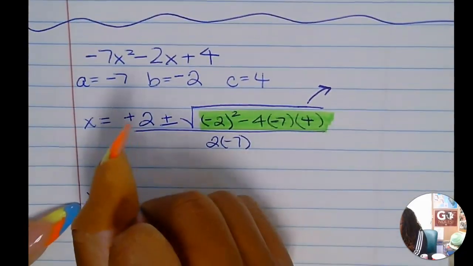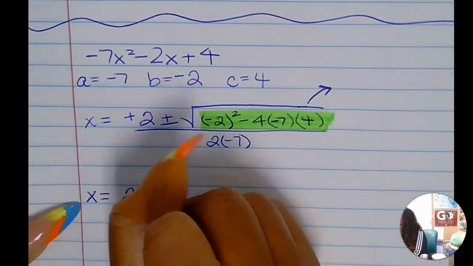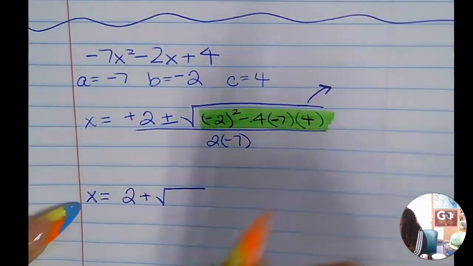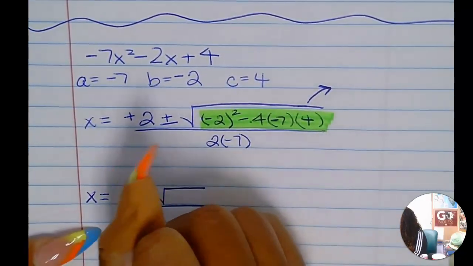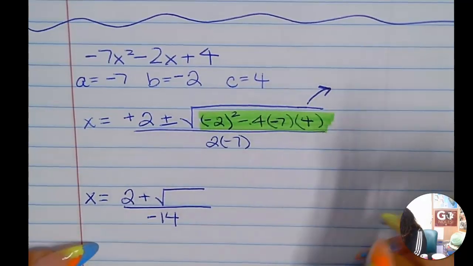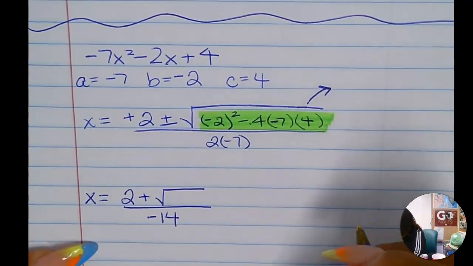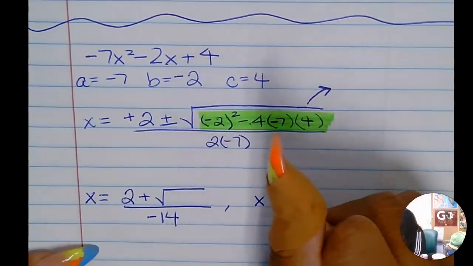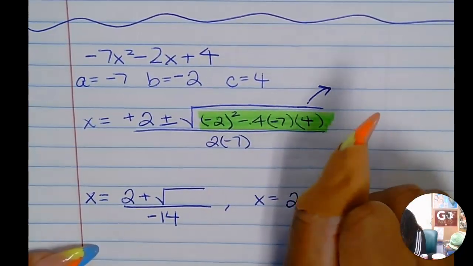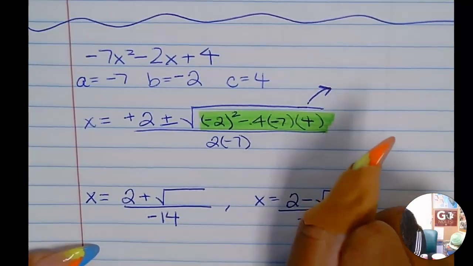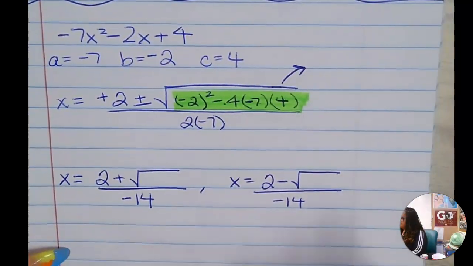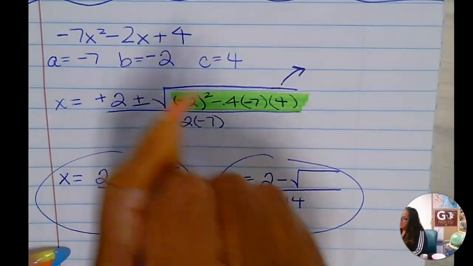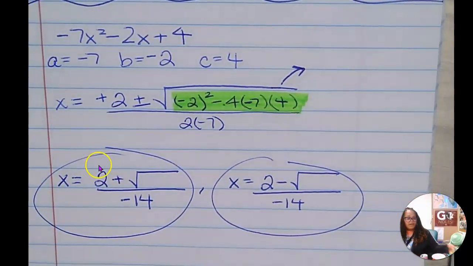So this is going to be 2 plus the square root of whatever I get here divided by negative 14. Is that what you're supposed to be doing? And then x equals 2 minus the square root of whatever I get. So 1 answer, 2 answers, and that's it for now. Then I'm going to have to finish the video.